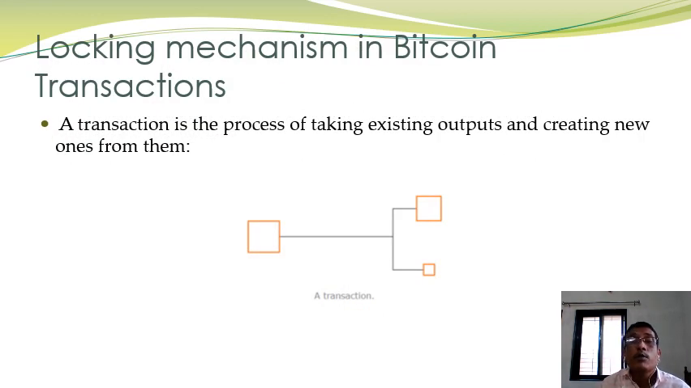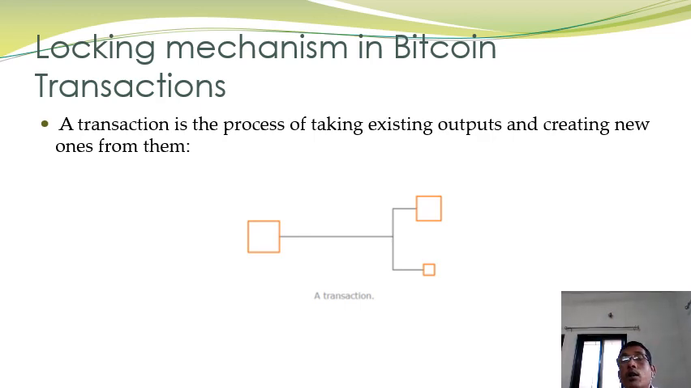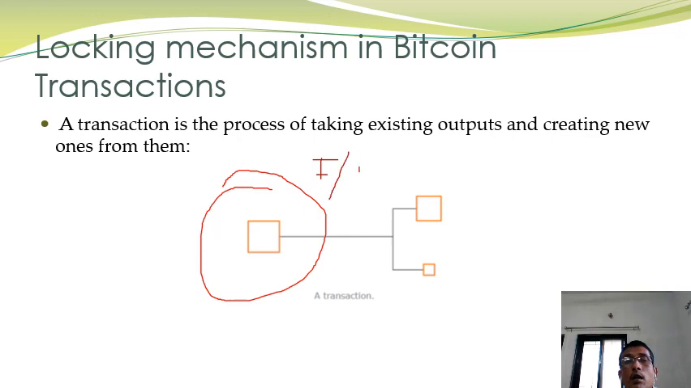So a transaction is the process of taking existing outputs and creating new ones from them. What is a transaction? A transaction will take the output from the previous transaction. This is the output from the previous transaction. This output will become the input for the current transaction, and from this transaction new outputs are created. You can see these are the new outputs.